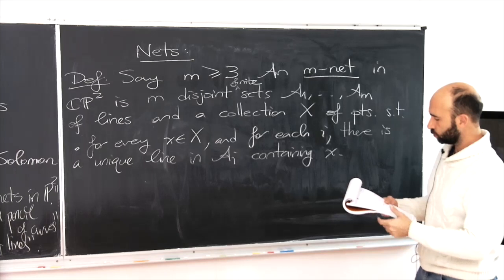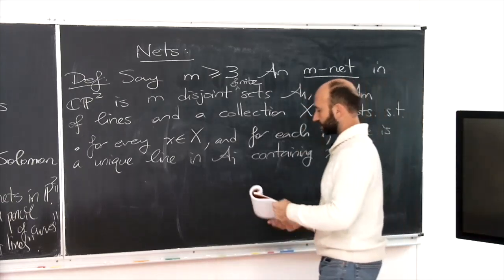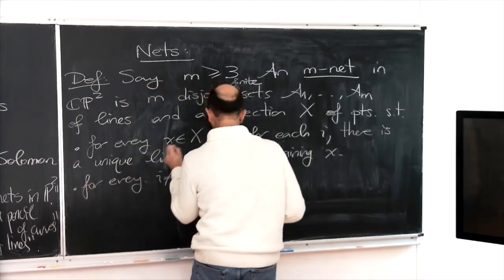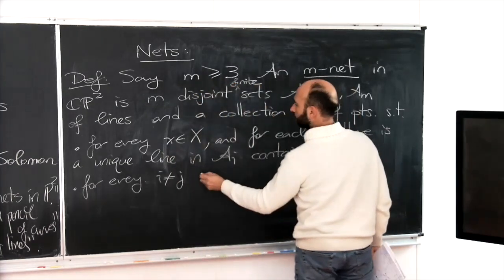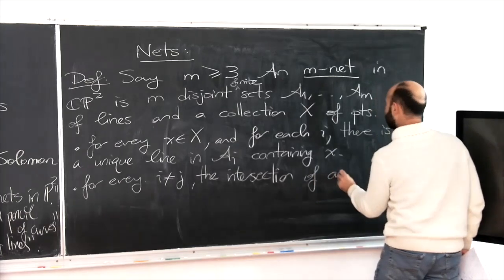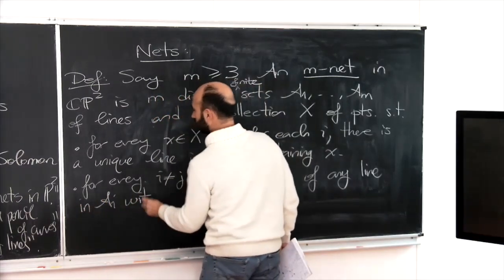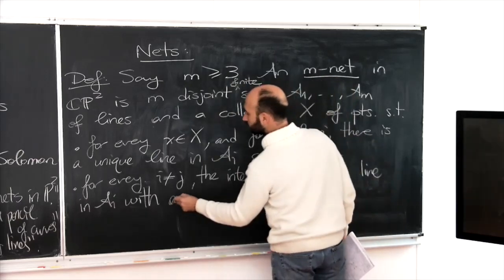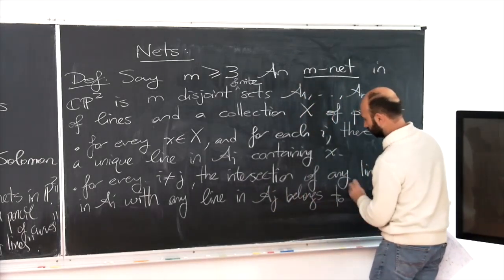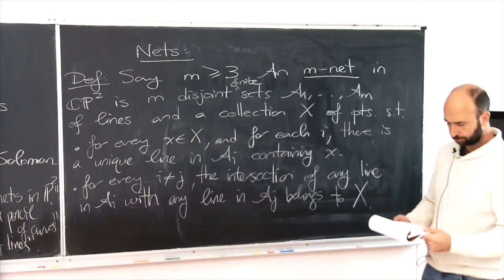And the second condition is if you choose two different classes of lines and pick one line from each, their intersection point is in X. So for every i not equal to j, the intersection of any line in Ai with any line in Aj belongs to X. Okay, so in essence, this is a special line arrangement with some extra conditions. So let me draw an example.